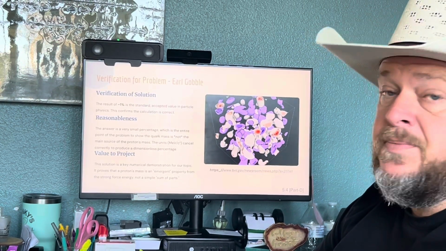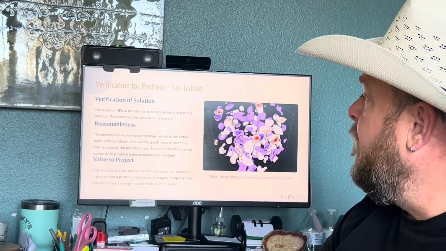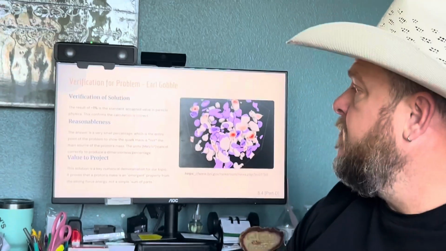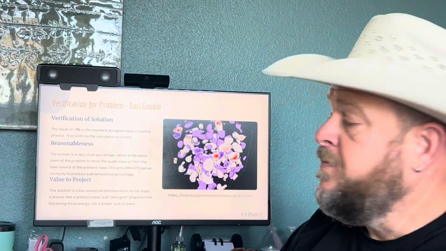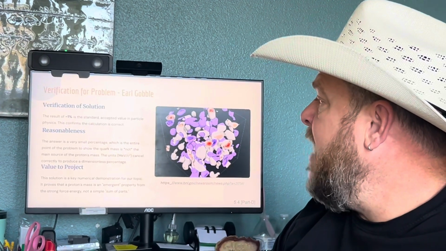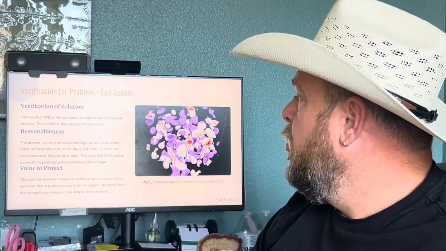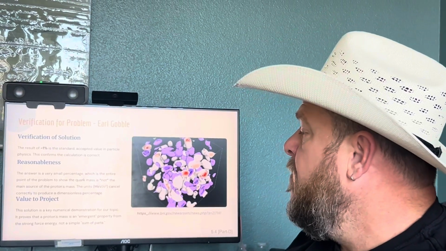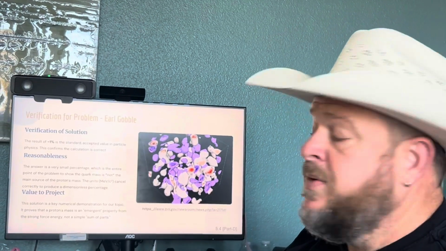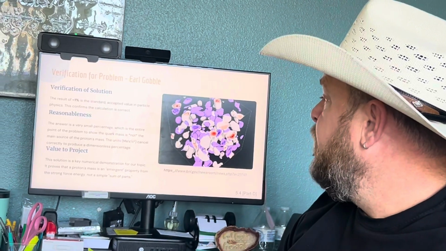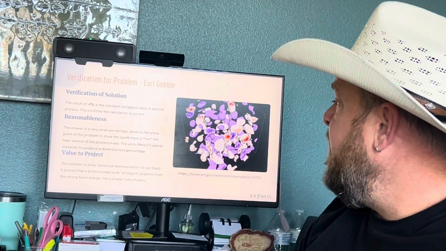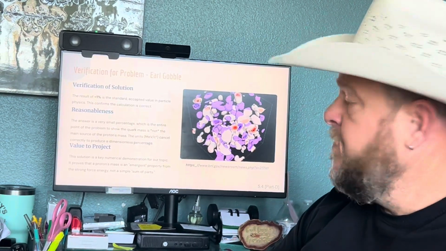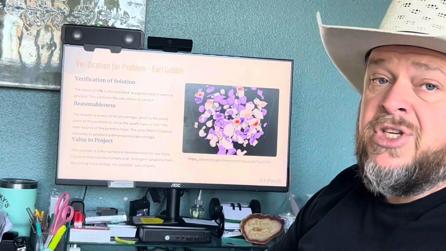Verification of solution. The result of about 1% matches the standard accepted value in particle physics. This confirms the calculation is correct. Reasonableness: the answer is a very small percentage, which is the entire point of the problem, to show that quark mass is not the main source of the proton's mass. The units MeV/c² cancel correctly to produce a dimensionless percentage.